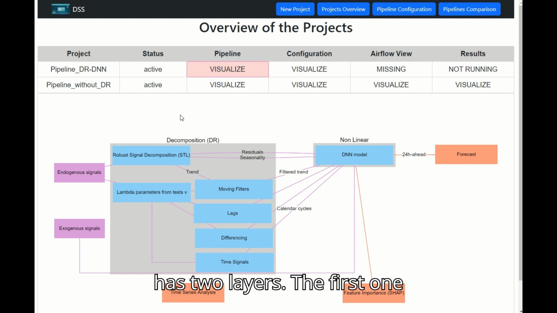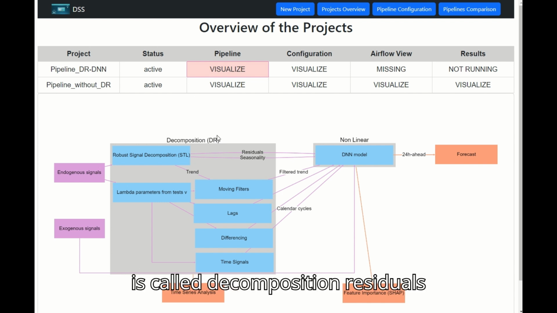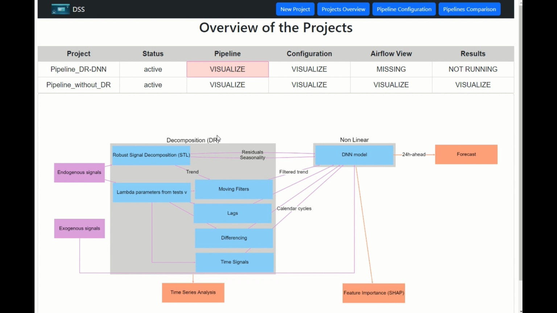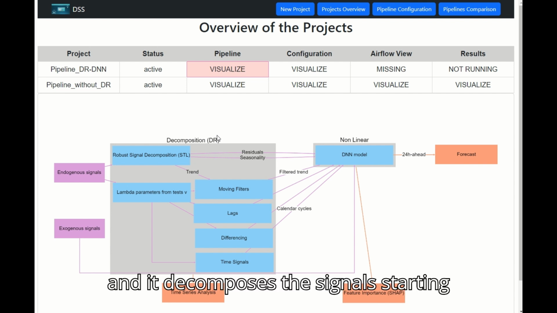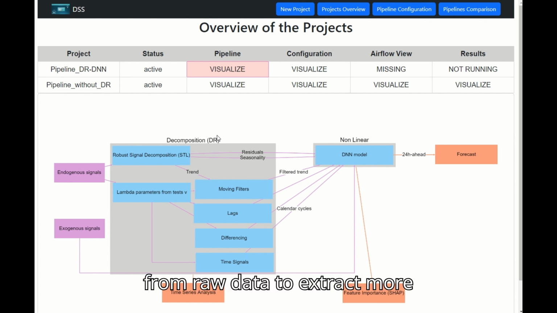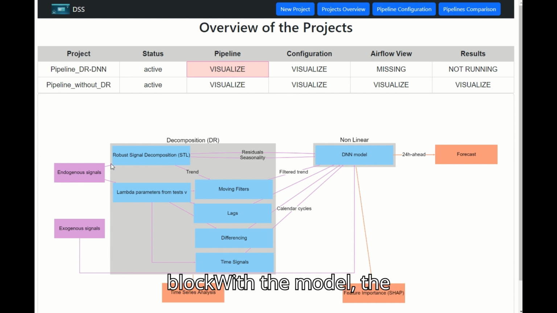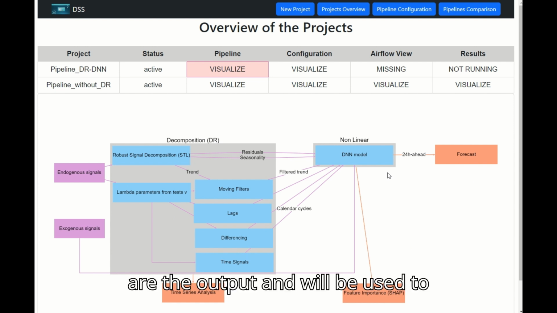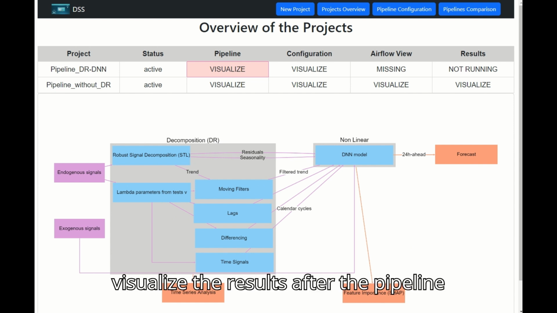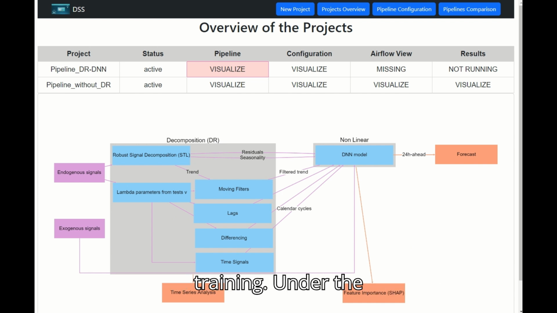And has two layers. The first one is called decomposition residuals, and it decomposes the signals starting from raw data to extract more information. The second layer is the nonlinear layer, containing the block with the model. The pink blocks are the input blocks. The orange blocks are the output and will be used to visualize the results after the pipeline training.